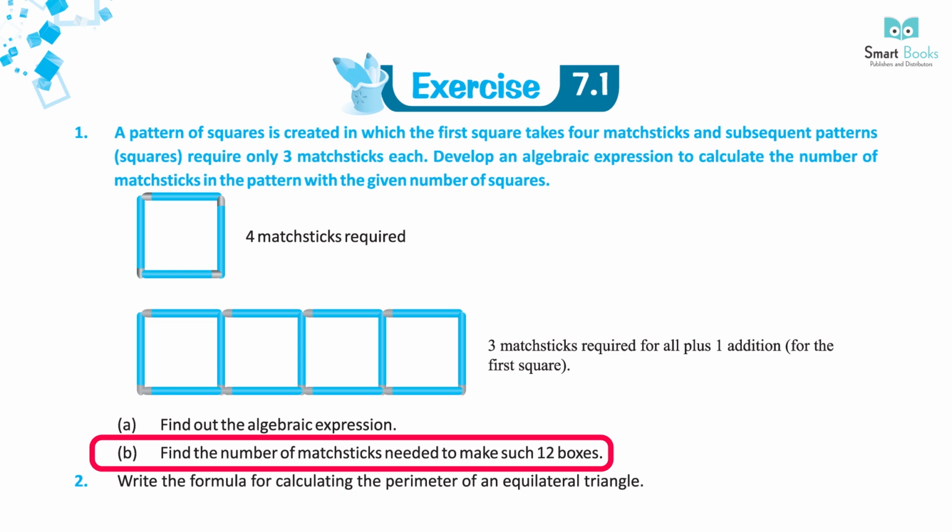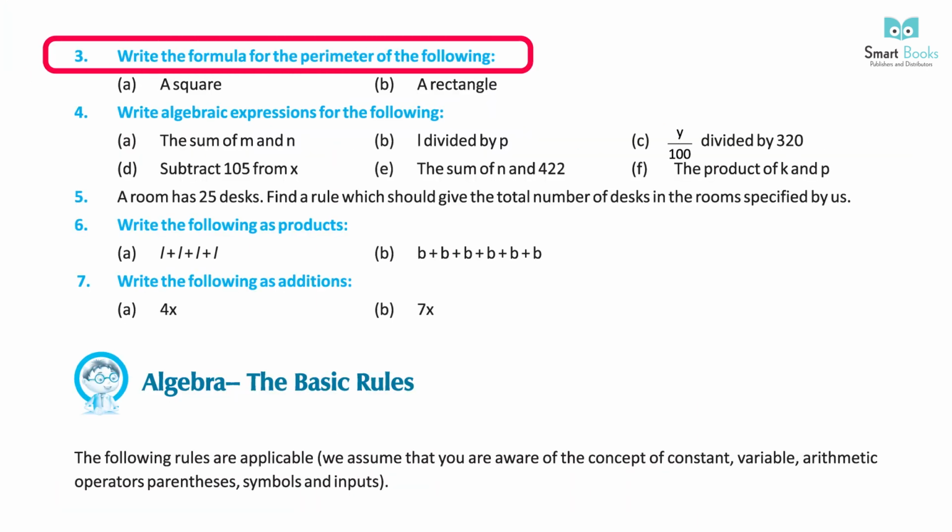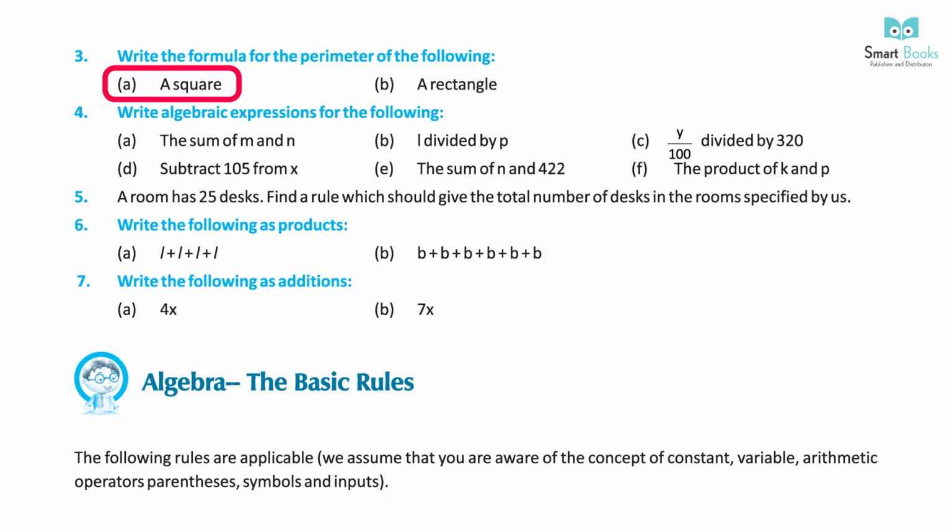Solution: 37. Question 2. Write the formula for calculating the perimeter of an equilateral triangle. Solution: 3s, where s is the side. Question 3. Write the formula for the perimeter of the following. A. A square. Solution: P equals 4s. B. A rectangle. Solution: perimeter equals 2 into (length plus breadth).